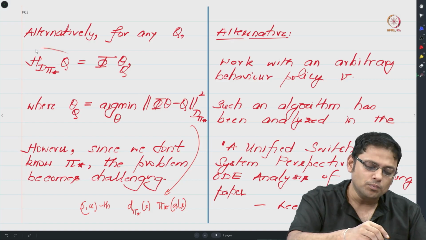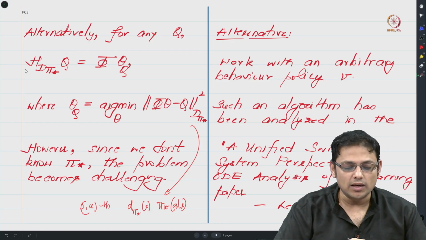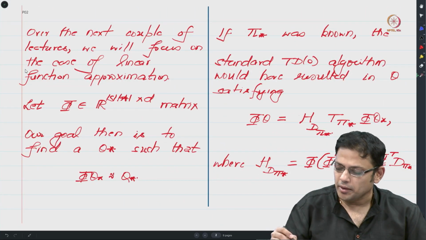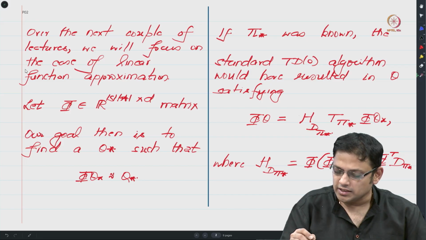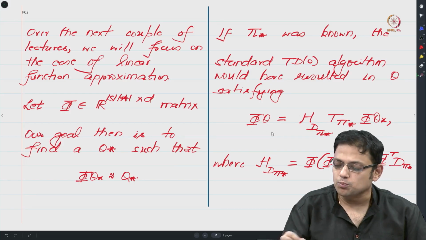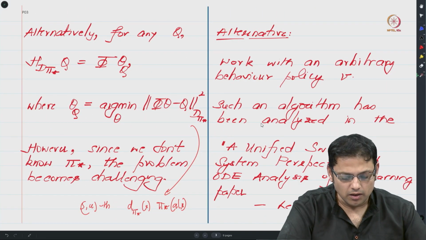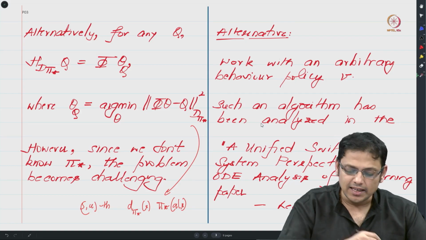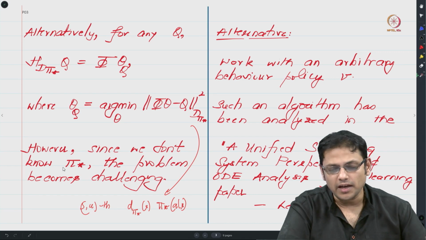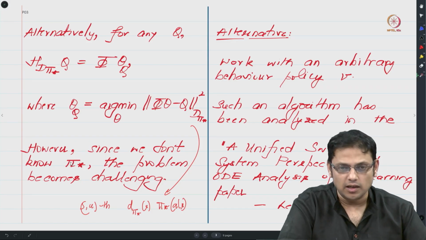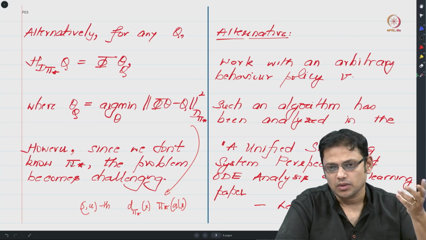So as I told you, if we had known pi star, then the TD0 algorithm would have found the fixed point of the projected Bellman operator. This is what we would have got if we had run the TD0 algorithm. However, the challenge is that we do not know pi star. If we had known pi star, finding q pi star would have reduced to the problem of policy evaluation. However, we do not know pi star, hence the problem becomes challenging.